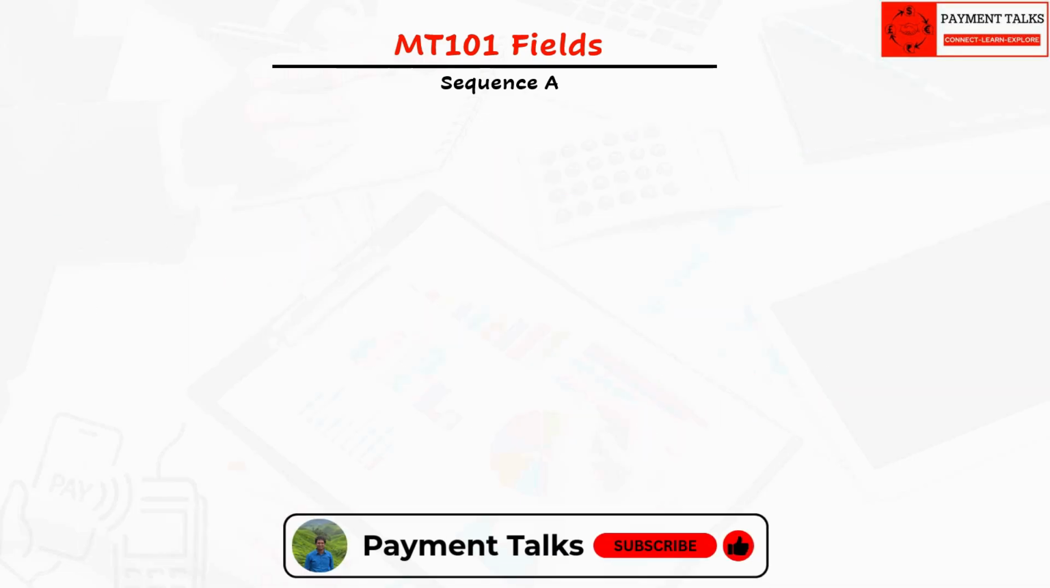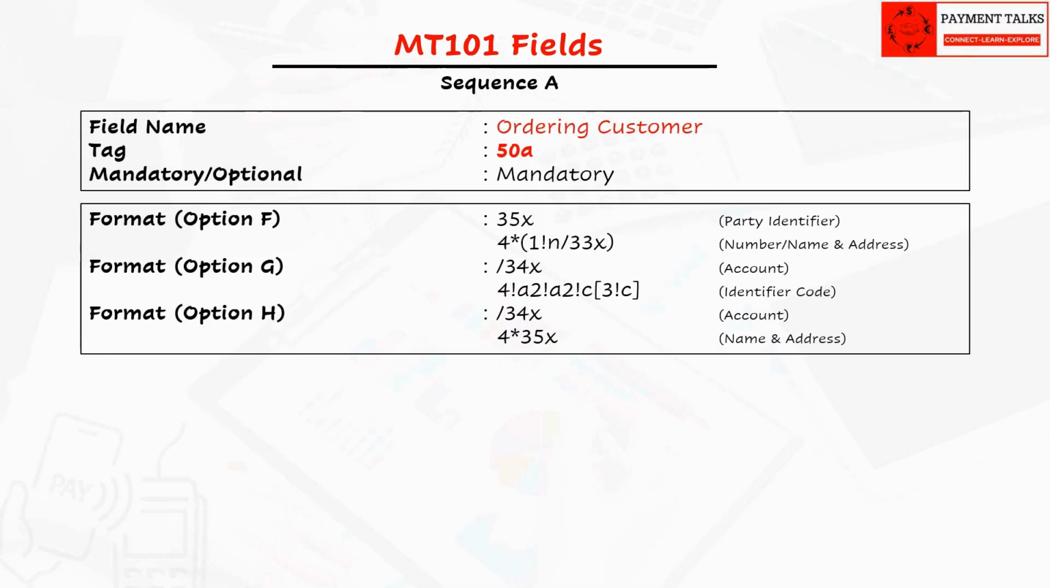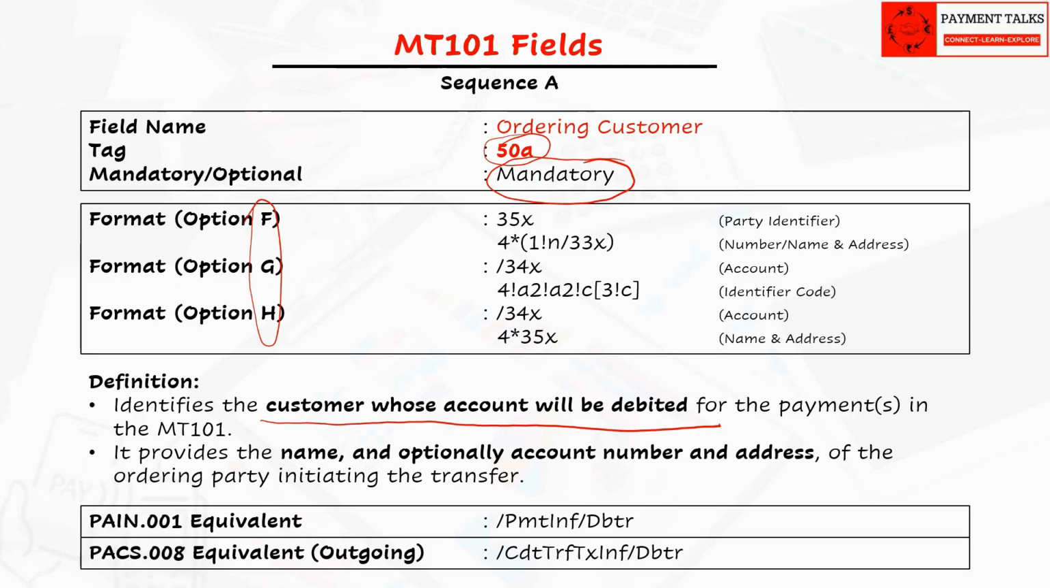The next field is ordering customer tag 50 with F, G, H letter options. The spec says this field as optional, but I am saying this field as mandatory. I will clarify this when we discuss the same field in sequence B. The format options can be seen here for each letter option. This field identifies the account owner whose account will be debited for the payments. Can you guess the ISO field? Yes, you are right. This is debtor field.